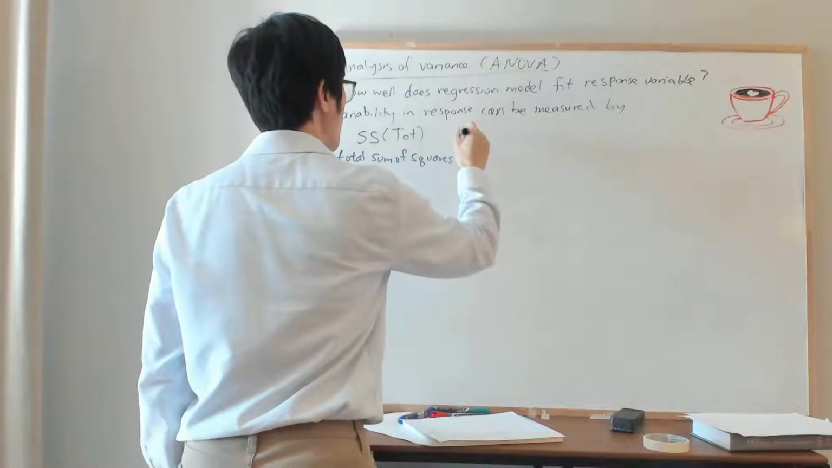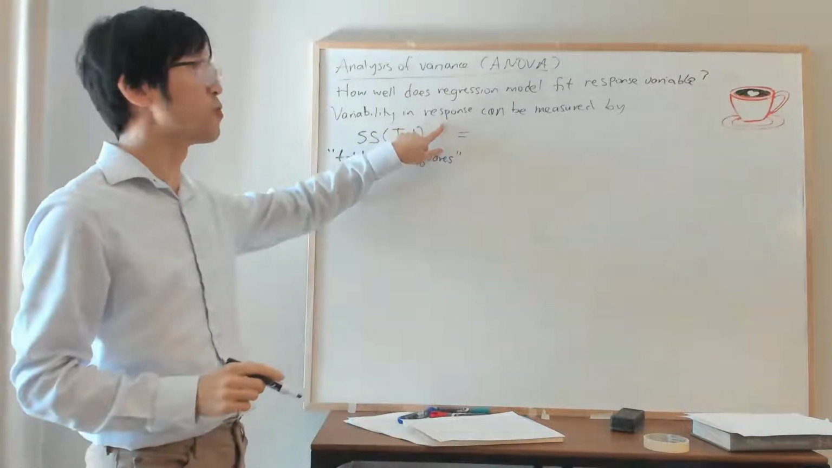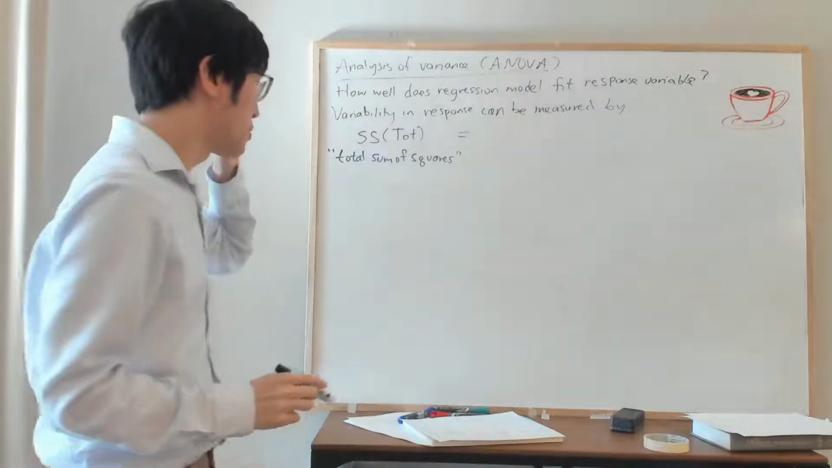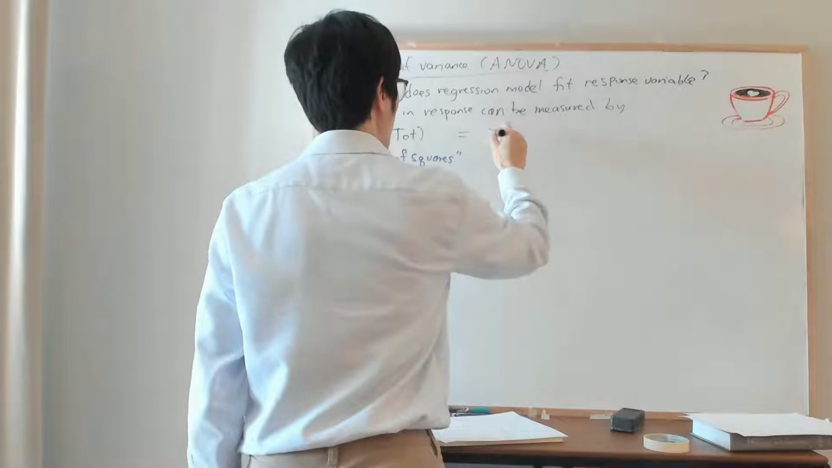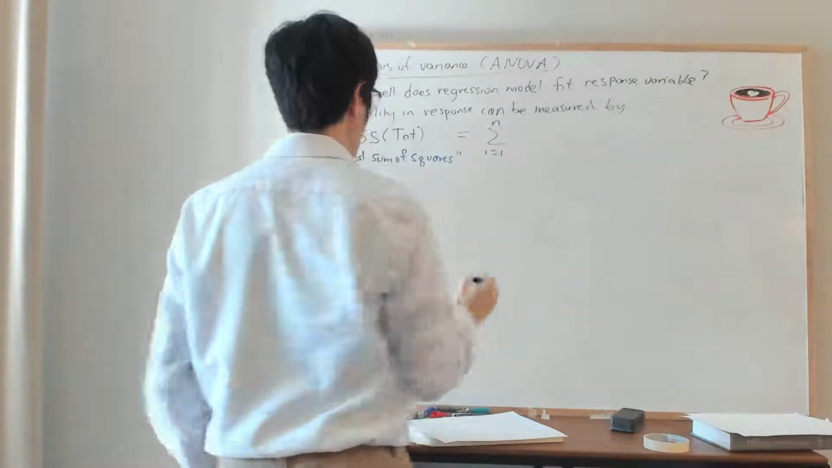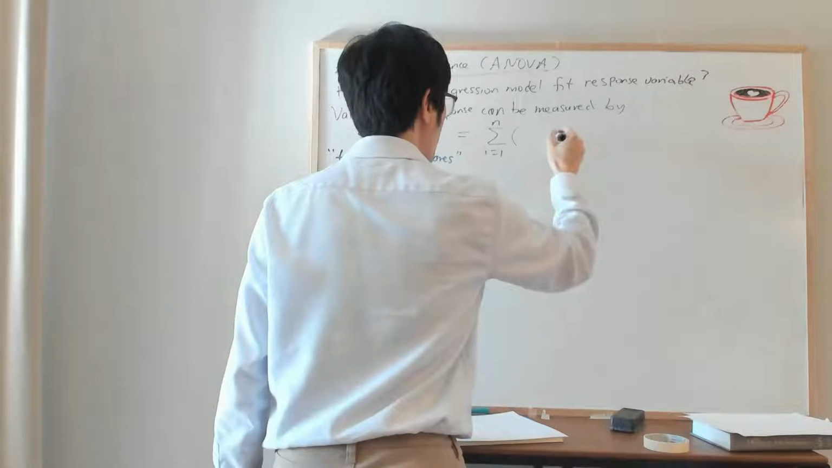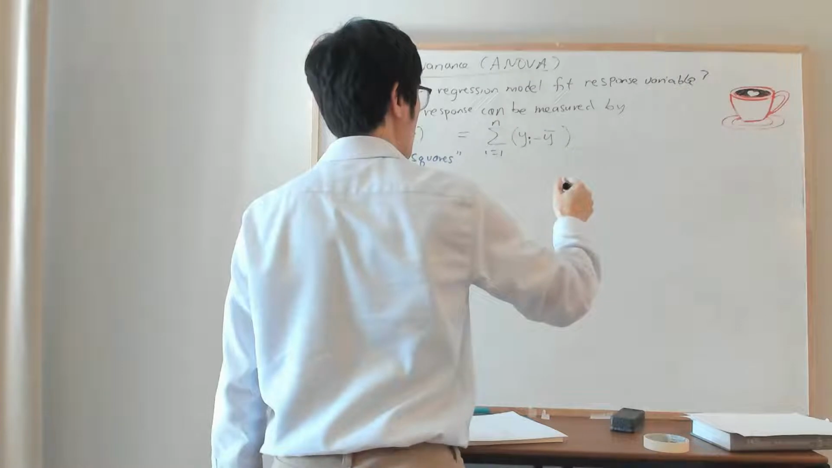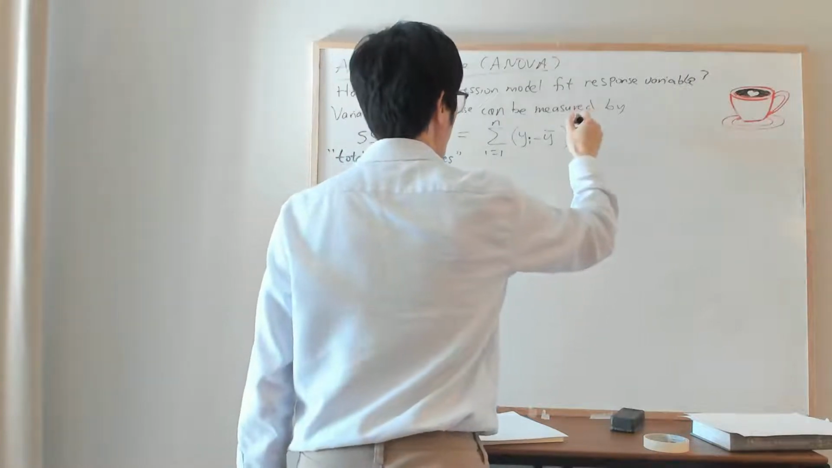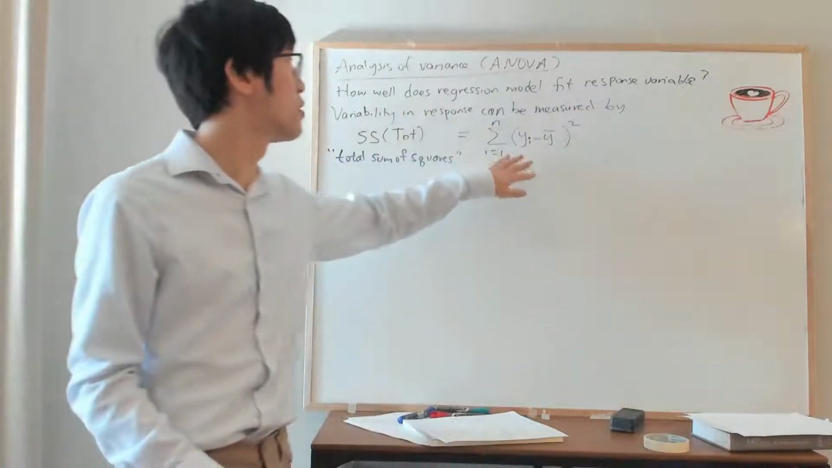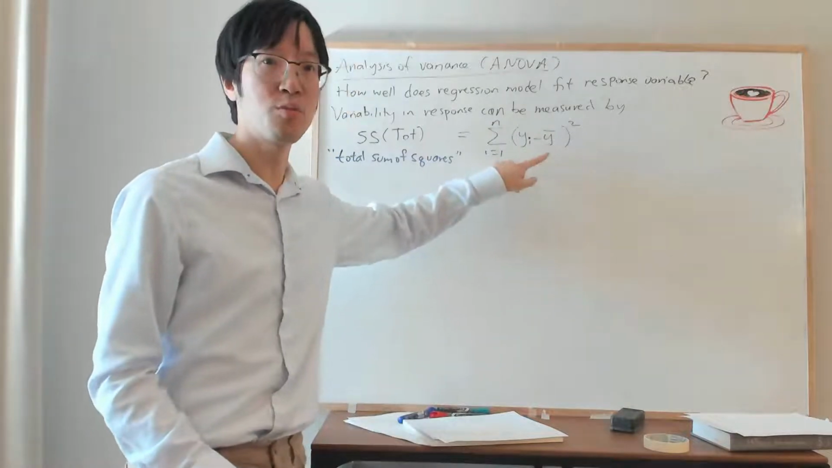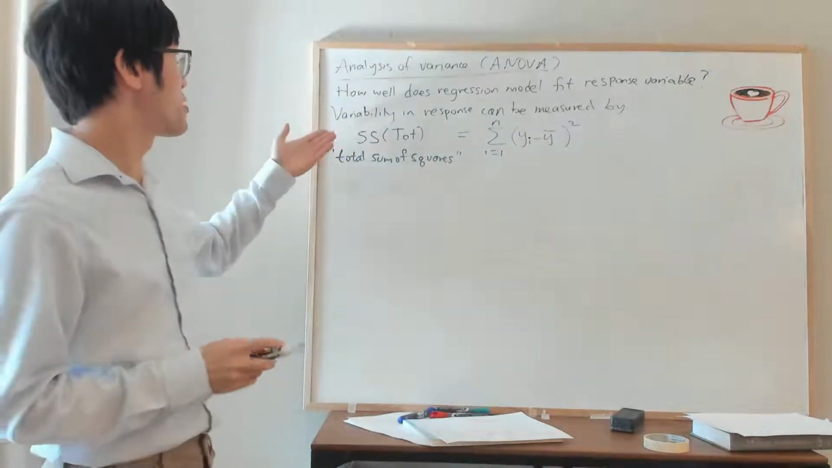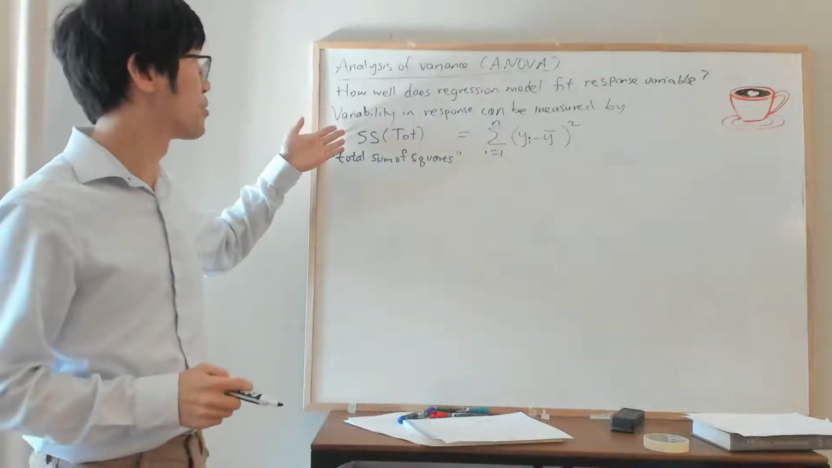So this is what we call the total sum of squares, and it is defined in terms of the responses. It only involves the responses because the sum of squares total is meant to measure the variability in the response. It literally is a sum of squares. So what are we squaring? We're squaring the difference from each response to the sample mean of our responses. So it's a sum of the squared differences between each response and the mean response.